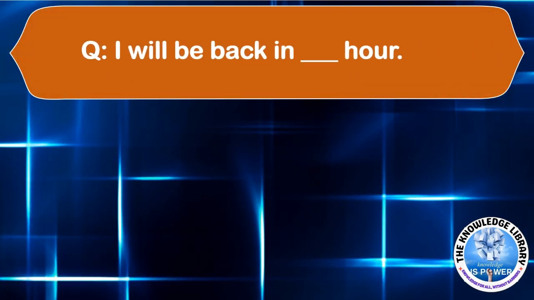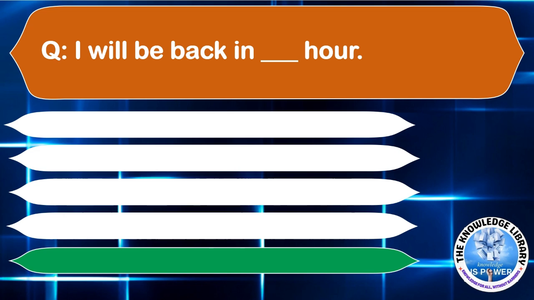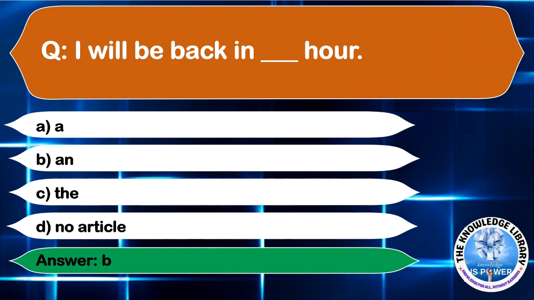I will be back in dash hour. Option A. Option B, an. Option C, the. Option D, no article. The correct answer is option B, an. Moving to the next question.